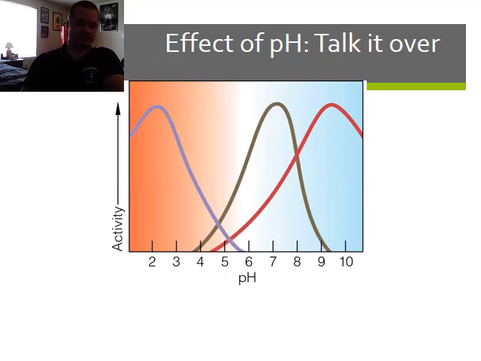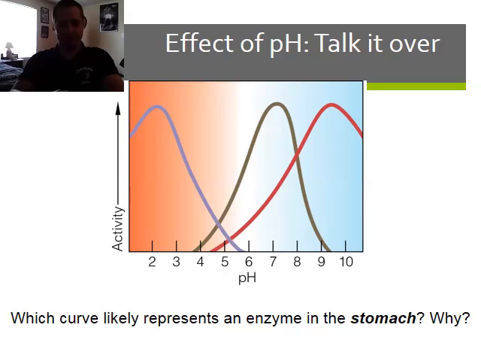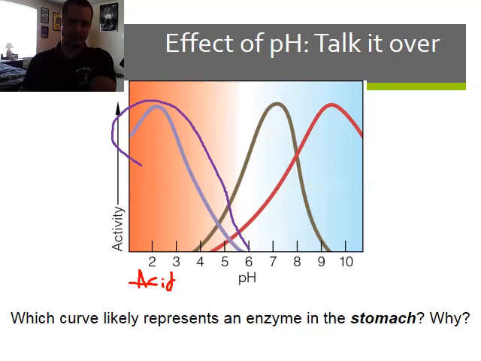So we have another couple of graphs here, but this time we're looking at pH. We have three different enzymes: enzyme purple, enzyme brown, and enzyme red. So which curve most likely represents an enzyme found inside the stomach, and why? Give you a little time here. Now remember, what's inside of our stomach? That would be stomach acid. And acid, remember, has a low pH. So which of these would work best? That would be purple, because purple seems to work best at lower pHs.